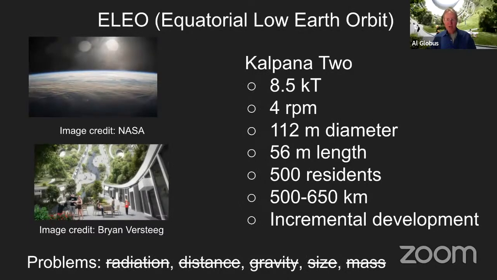And here we go over our summary. 112 meters in diameter, 56 meters in length. The images you see are actually twice that width. Between 500 and 650 kilometers, incremental development. So the radiation problem is solved by going to low Earth orbit. The distance problem is solved by using equatorial low Earth orbits close to Earth. The gravity is solved by fast rotation. The size problem is solved because you make it quite small, and then you can make bigger ones by simply growing the radius. Growing the radius in your mind, we're not actually doing it in physics.